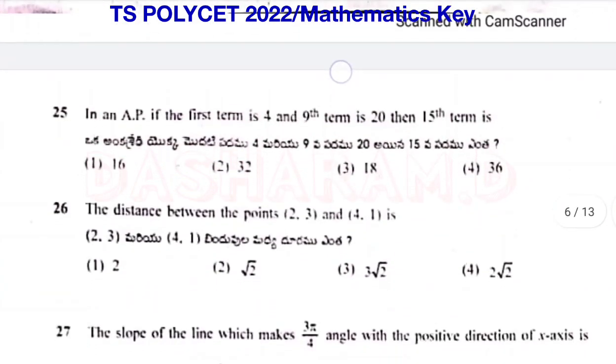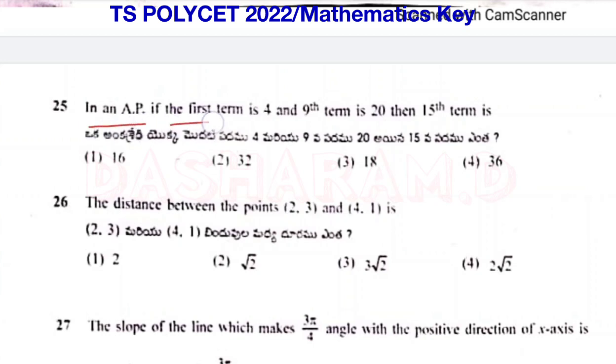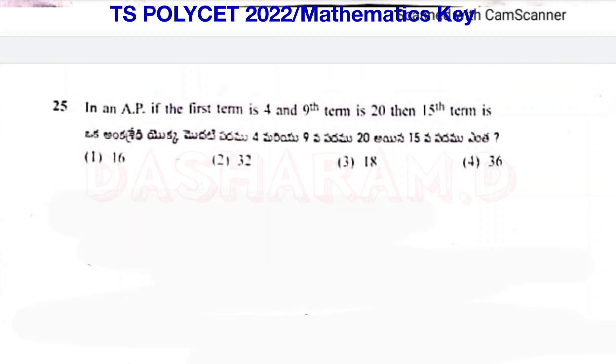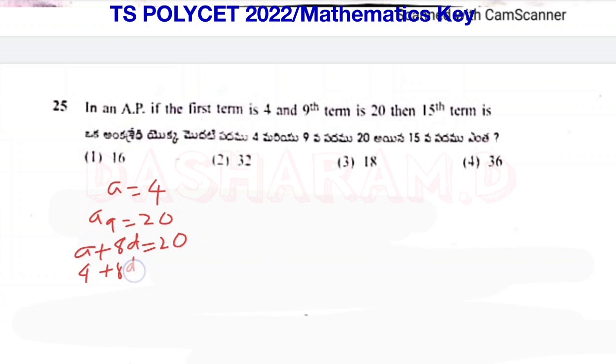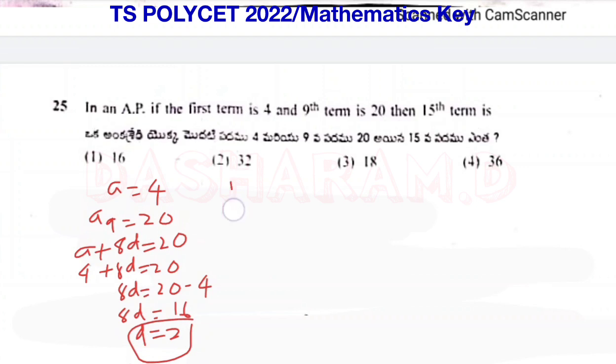Next, question number 25. In an AP, if the first term is 4 and the ninth term is 20, then what is the 15th term? So the first term is denoted by a, and the ninth term means a9 equals 20. As per the nth term formula, a9 becomes a plus 8d, which equals 20. Substituting the a value, 4 plus 8d equals 20. Then 8d equals 20 minus 4, which is 16. D value is 16 by 8, that is 2.